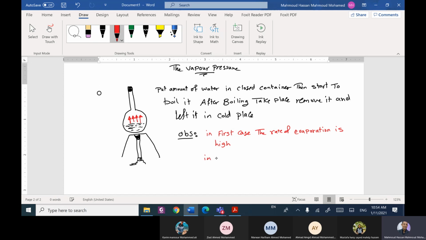In the second case, the rate of condensation is increased. Condensation is represented by the green light, and the red color represents evaporation. But to make it clear, at the start of the cooling process, there is no evaporation.